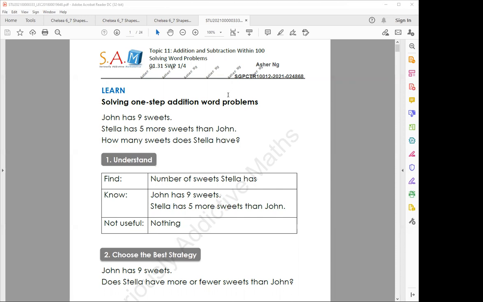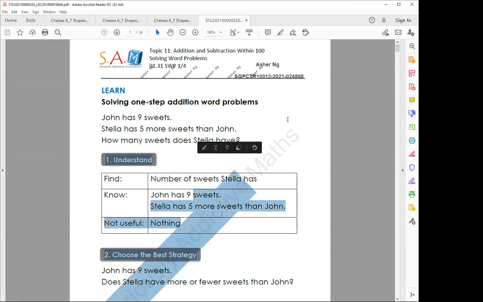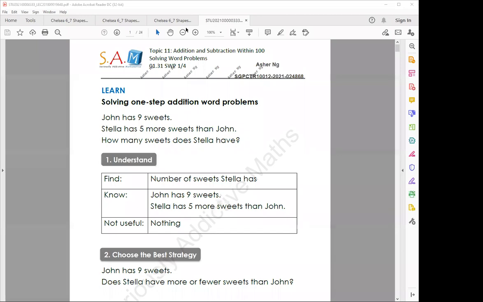Okay, so back to today's topic on solving one-step addition word problems. Generally, take note, there are two different kinds of word problem that students will be learning. One is what we call comparative. The students may not understand the word comparative, so you might want to use the two bar models method, getting them to draw two bar models. And then the other one is just a single bar.